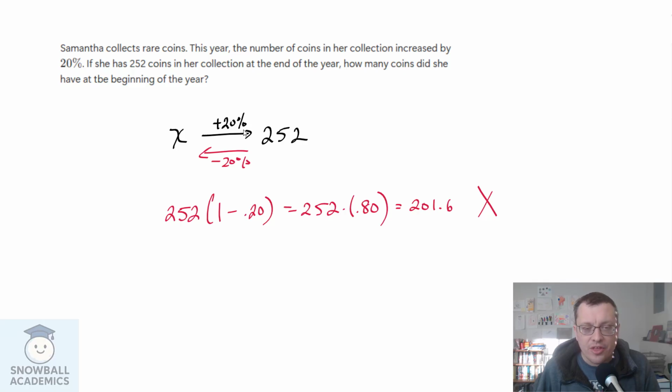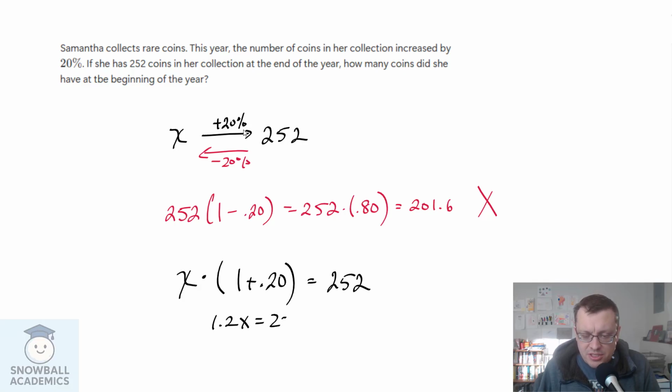So how do I do that? Well, think about this. If I start with X coins and I want to increase my X coins by 20%, how could I represent that using my formula? Well, I just multiply it by 1 plus 20%. And the result of this, once I increase the X by that 20%, should be 252. And so what we've done here, if we just simplify this equation a little bit, is we've built an equation that we can now solve for X.